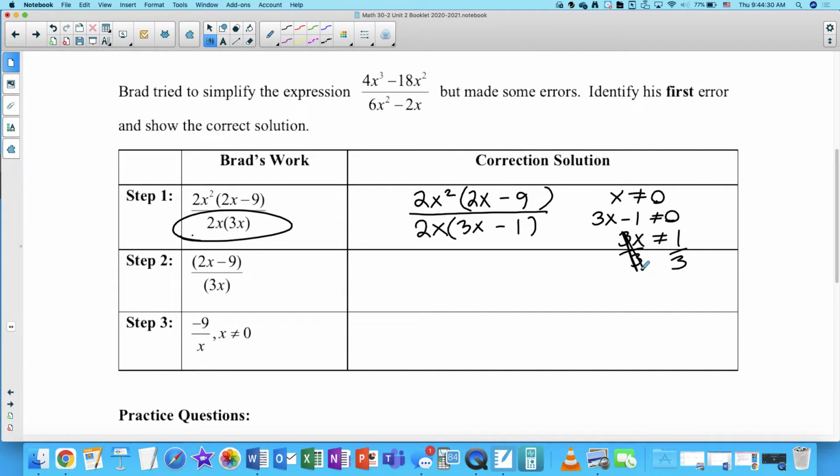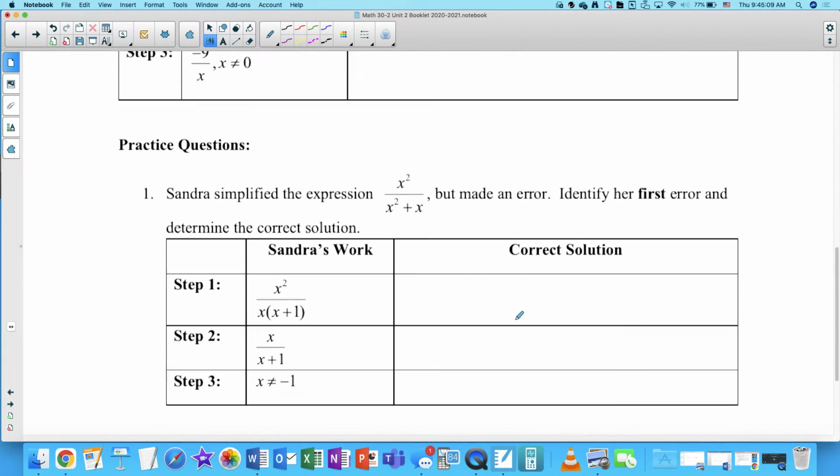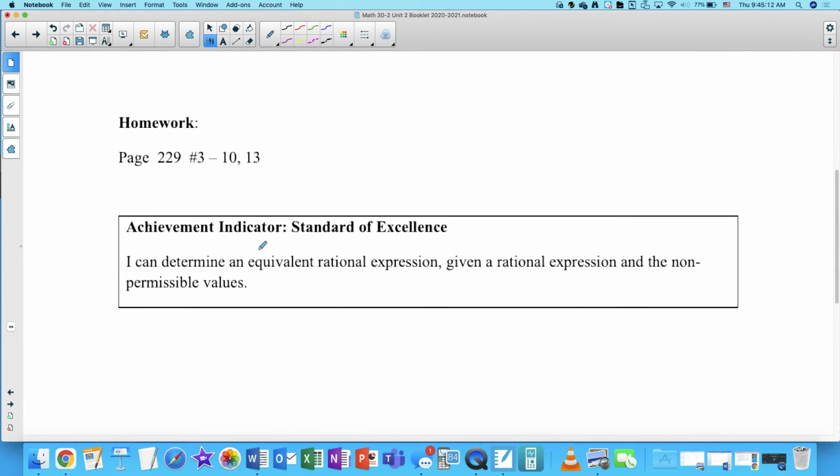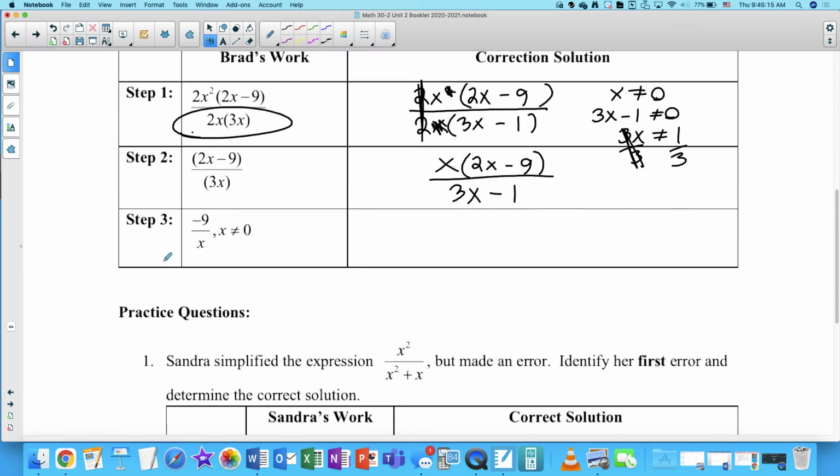Okay, so now we can start canceling. There's a common factor of 2, and there's a common factor of x, right? So this x is going to cancel with one of those. I'm just going to get rid of the squared and cross that out. At the end of the day, in the numerator, we have x times 2x minus 9 over 3x minus 1 with these non-permissibles. Any questions with that stuff? All right, so I'm going to get you guys to work on some of these. There's 2 of them, one on this page and one on the next page.